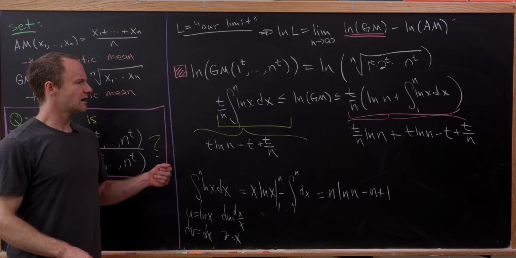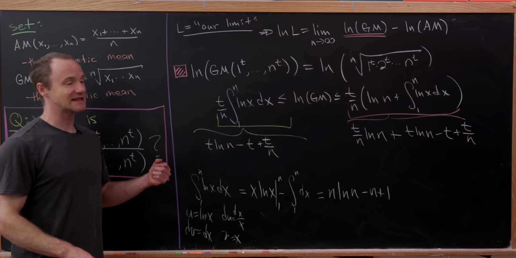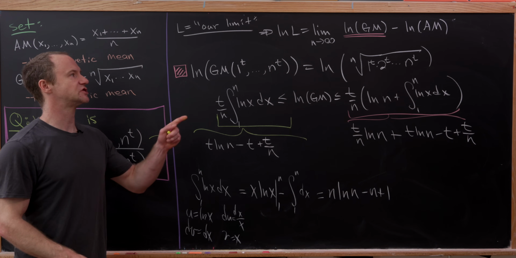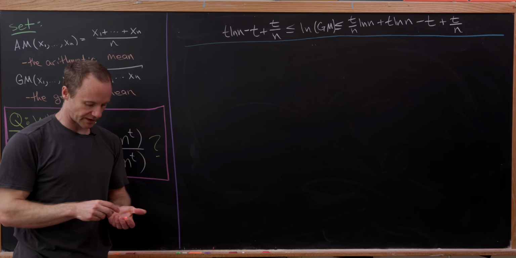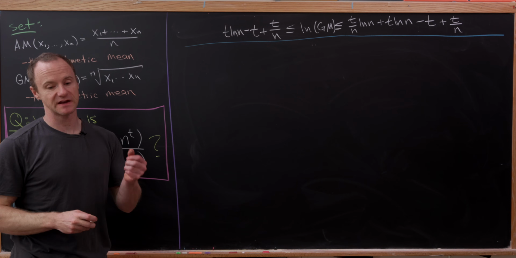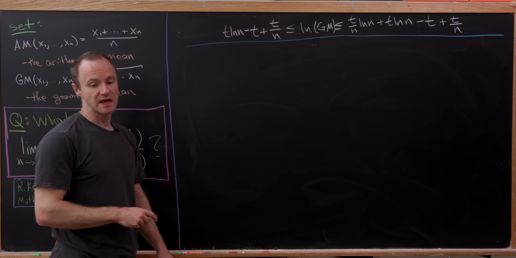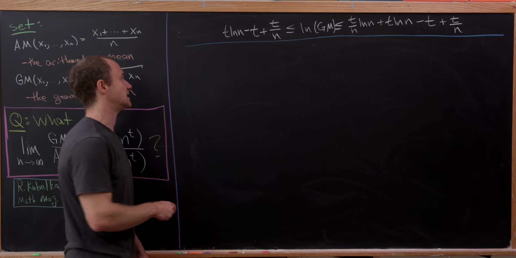Okay, so now let's maybe get that summarized and then move on to an inequality for the arithmetic mean. Okay, so there's our inequality involving the natural log of the geometric mean, and now we're going to make a similar one involving the arithmetic mean.